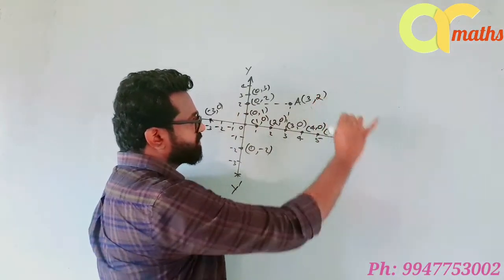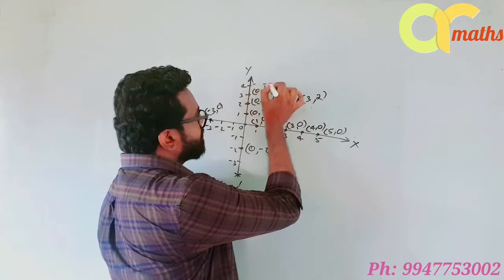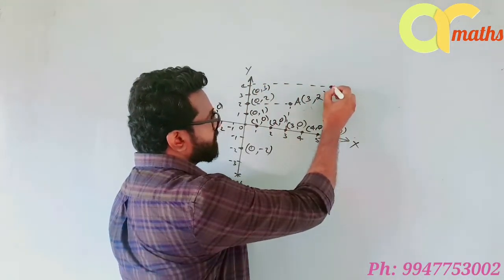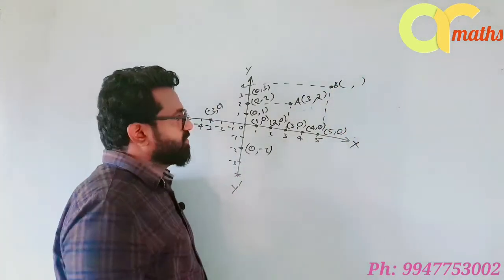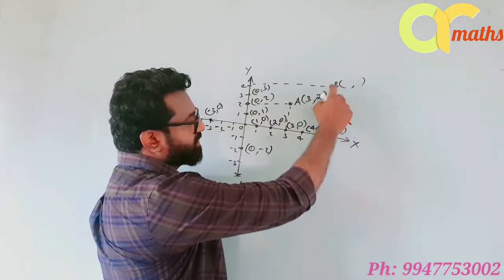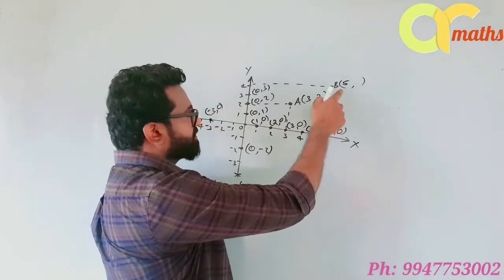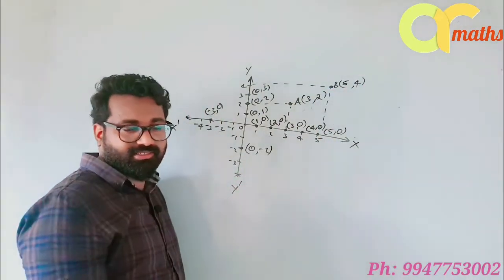So 3 comma 2. Suppose next, B. What is the coordinate? What is the abscissa? 5. The value of x. Its corresponding y value is 4. This is the coordinates. Okay.